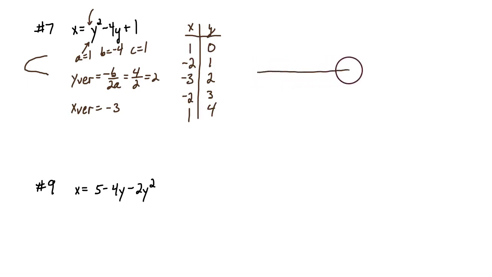Now we can graph. 1, 0 is a dot. -2, 1 is a dot. -2, 3 is a dot. And negative 3 comma 2 is a dot, and 1 comma 4 is a dot. Here's the parabola.